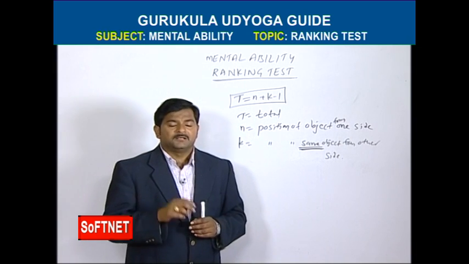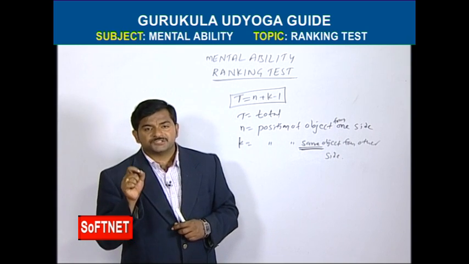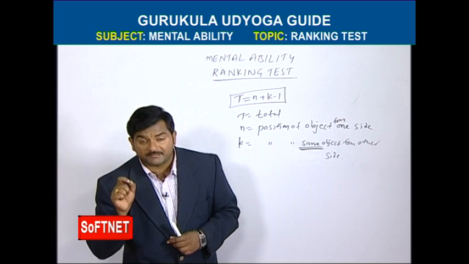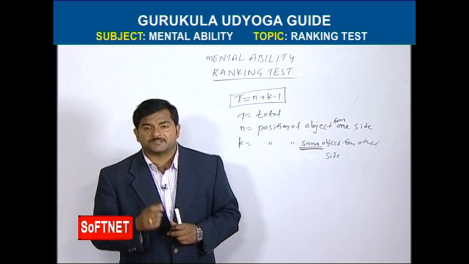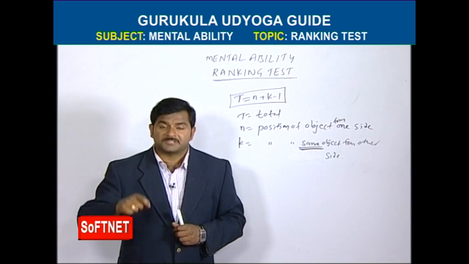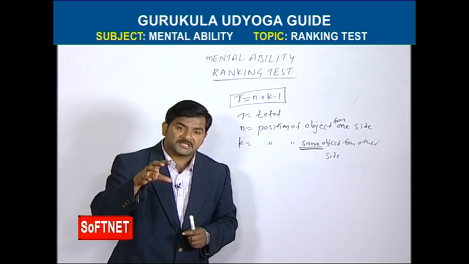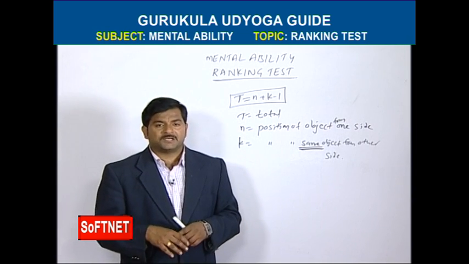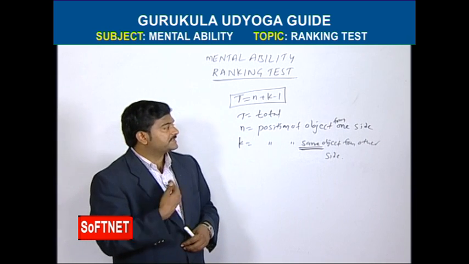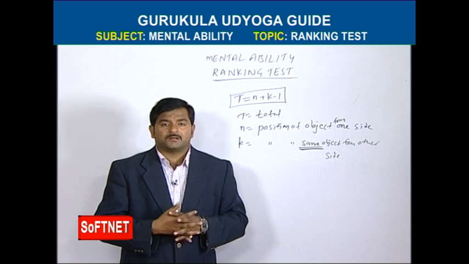And finally, before starting the problems, I need to stress one point. Only if the position of the same object is given can we use the formula T is equal to n plus k minus 1. The position of the same object must be known. So n means the position from one side, and k means the position of the same object from the other side. Otherwise we cannot use the formula. If you take the bits, you will get the idea. Okay, let us start doing problems.